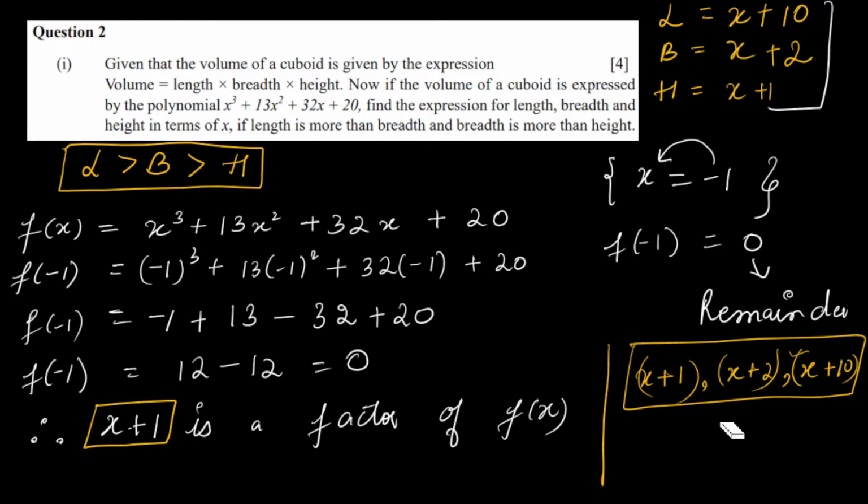So like this you can understand, and here they have given length is greater than breadth, breadth is greater than height. So from here we are getting height is the smallest and length is the greatest. So that's why it is correct. Length is equal to x plus 10, breadth is equal to x plus 2 and height is equal to x plus 1. So at the last you have to mention the expressions for length, breadth and height are L is equal to x plus 10, B is equal to x plus 2 and H is equal to x plus 1. So I hope this is clear.